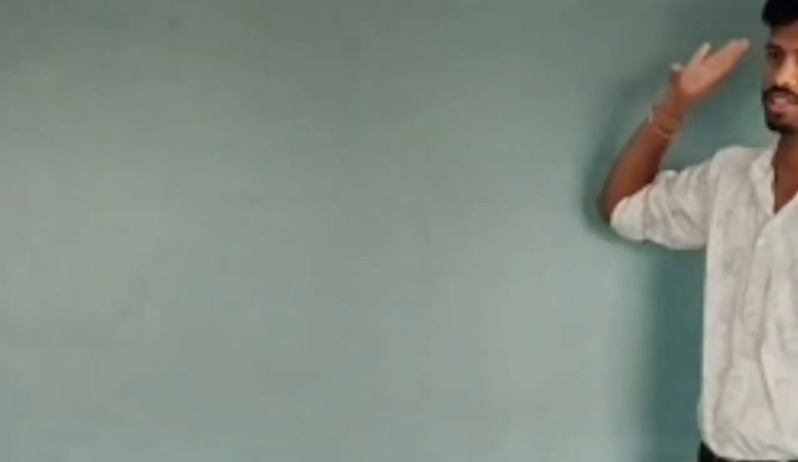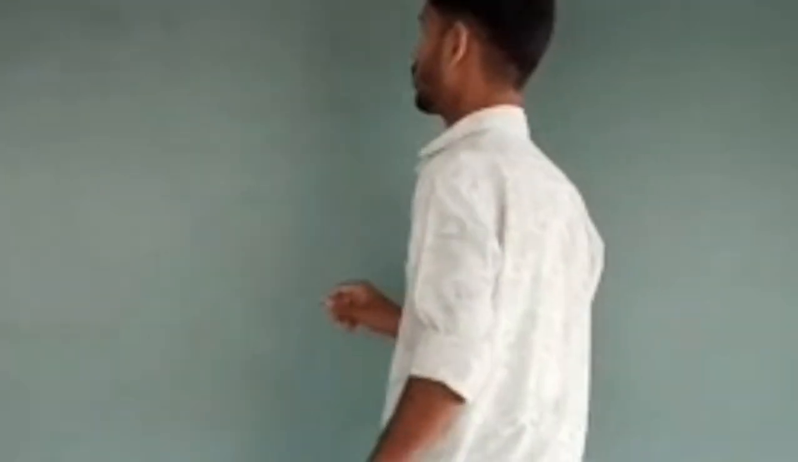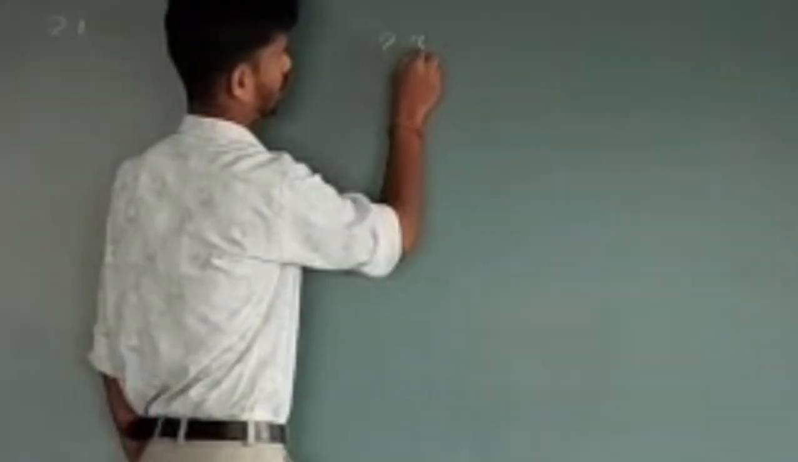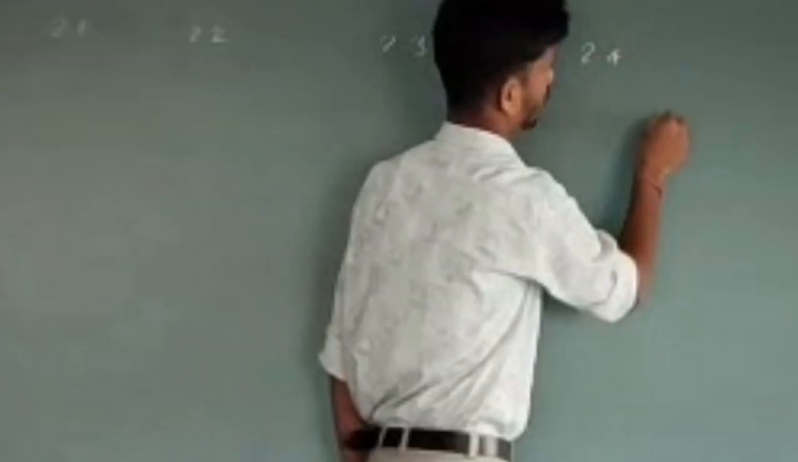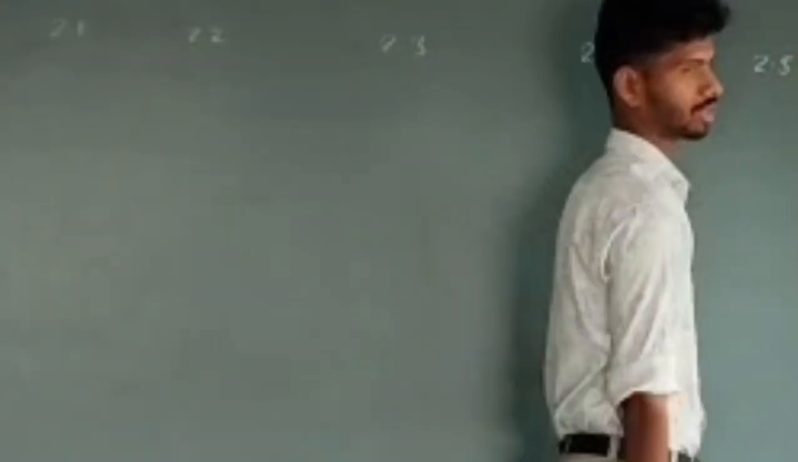I will come to what are fractions and what are decimals. Okay. So first let us understand what we are going to study in this chapter. So in total you have 5 exercises, that is 2.1, 2.2, 2.3, 2.4 and 2.5. How many exercises are there? 5 exercises are there.